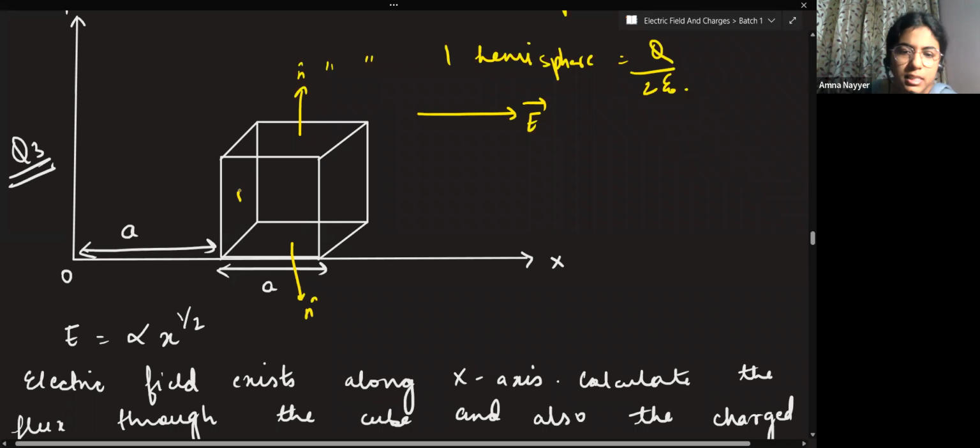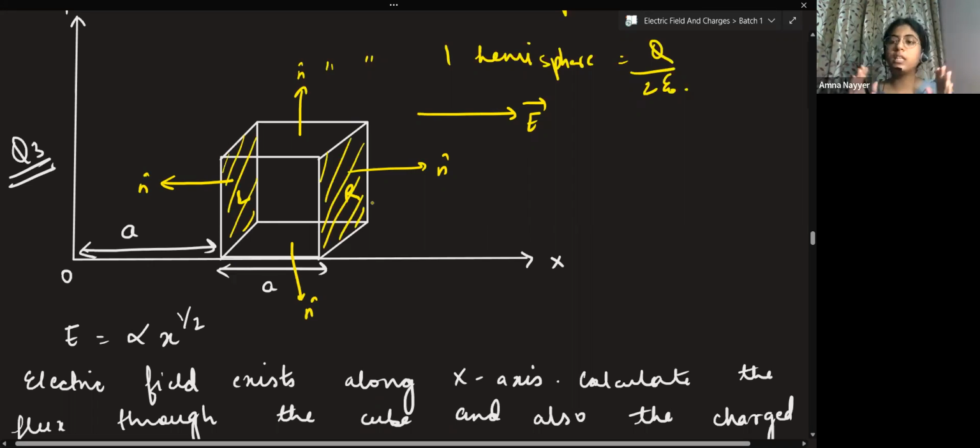What about the left surface and right surface? For the right surface, n cap will be directed in this direction, so there is an angle of 0 degrees. It means electric flux will exist. What about the left face? This n cap makes an angle of 180 degrees, so flux will exist. So you have to calculate electric flux for the left surface and right surface. For all the rest of the 4 faces, electric flux is 0. Is it clear?